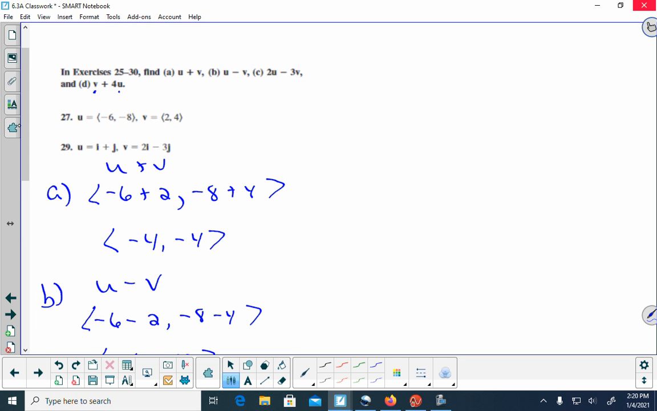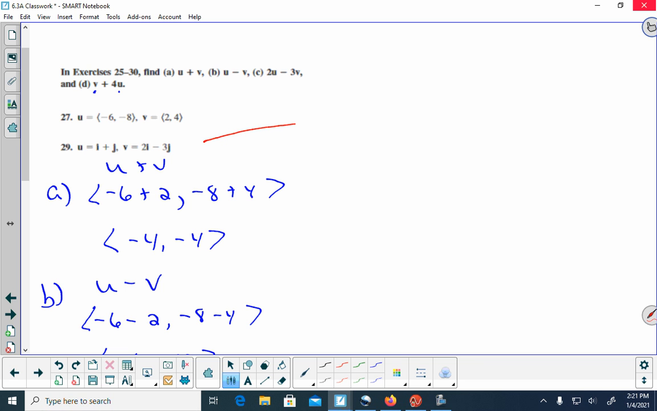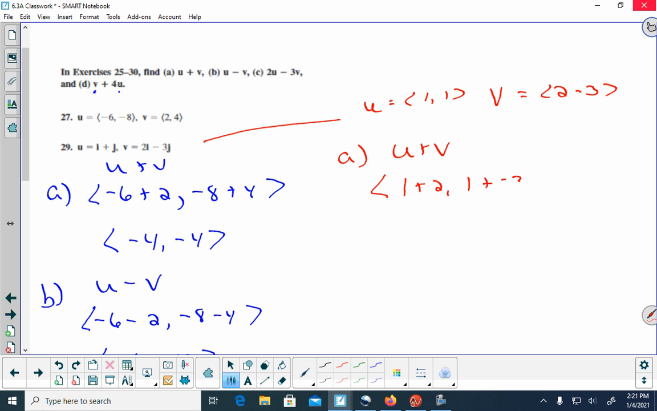Number 29 is written in linear combination form, and I'm going to write it in component form first. I don't know that you have to, but I'm going to, because I'm going to have to write every answer back in linear combination form. I'm going to think of U as (1, 1) and V as (2, -3). I just think it's easier to work without the i and the j. So for A, I'm going to do U plus V. That's 1 plus 2, and 1 plus a negative 3, which ends up being 3, negative 2.